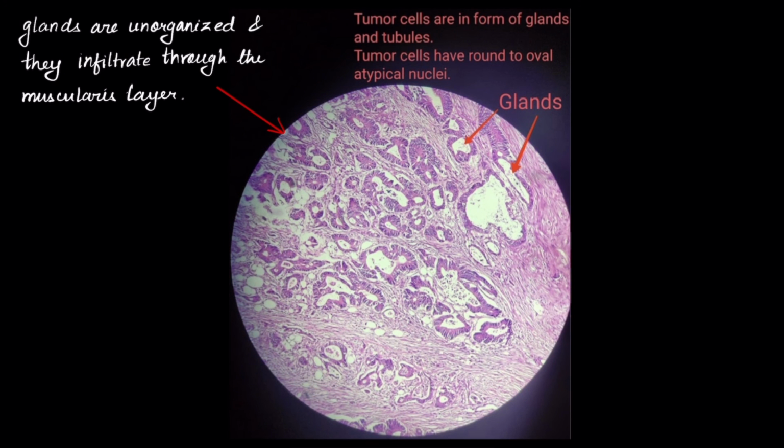If you look at the slide closely, you can see that there are your gastric glands. However, these gastric glands are not organized in a systematic pattern. They are randomly scattered and they are highly unorganized. Some are here, some are here, some are there, some are here. So this is most likely adenocarcinoma of stomach.